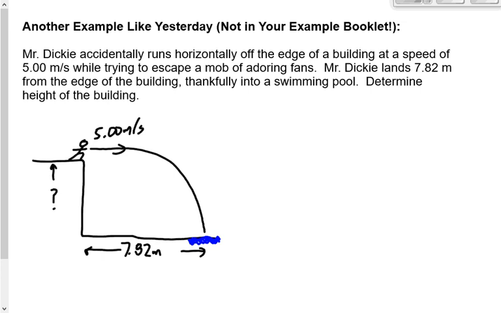So yesterday's question, we had the height of the building and we were solving for the horizontal displacement. This time it's the other way around. We have the displacement, we're looking for the height of the building. So what do we do first?